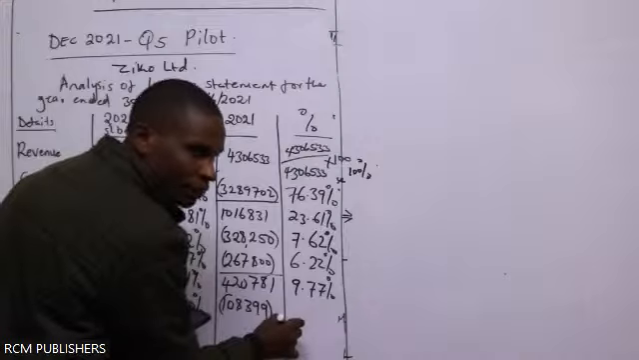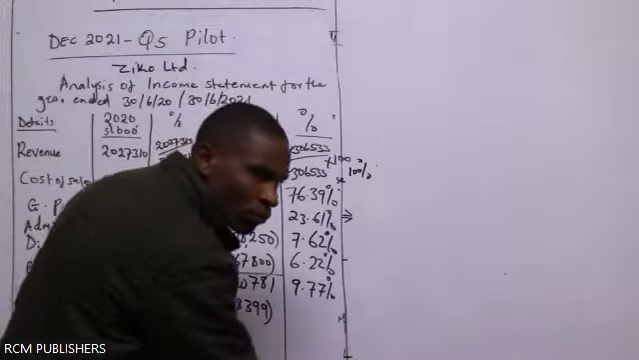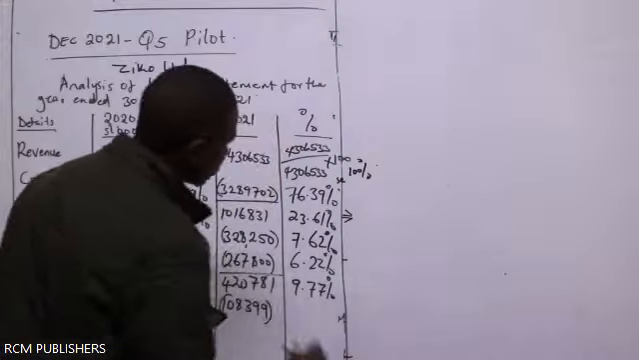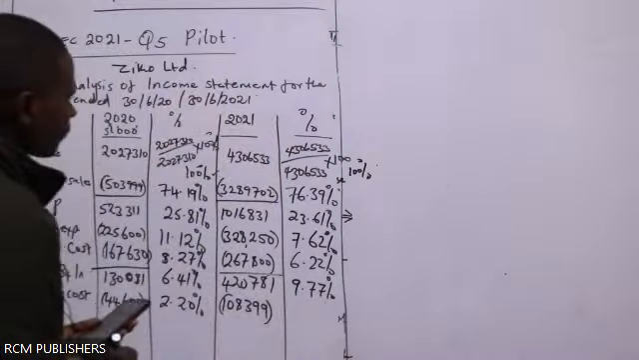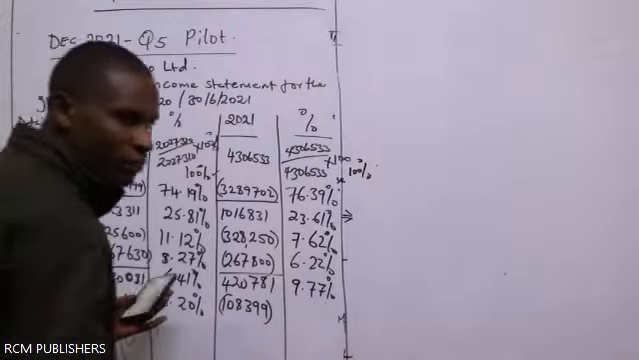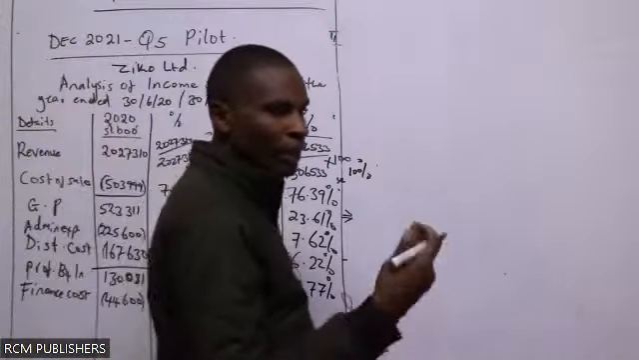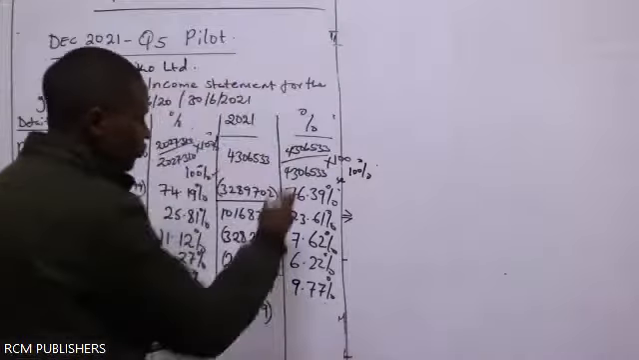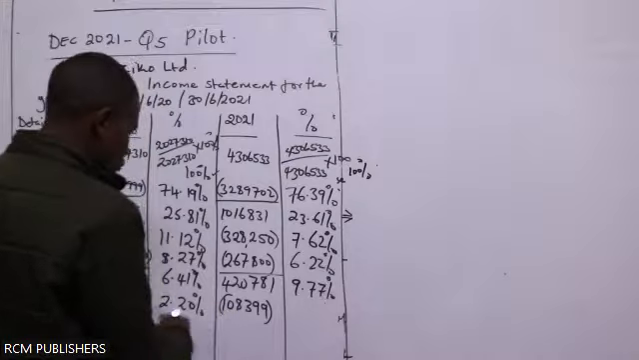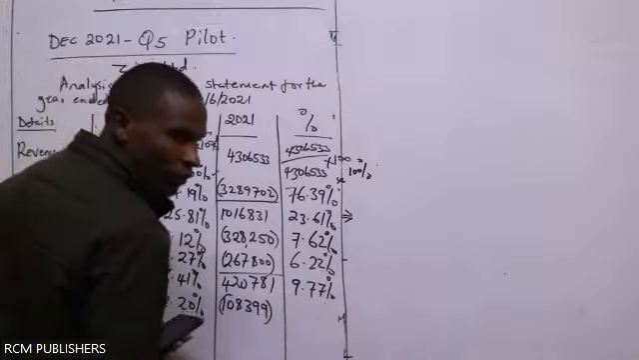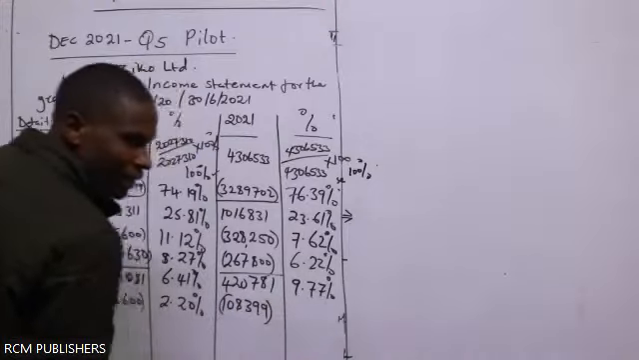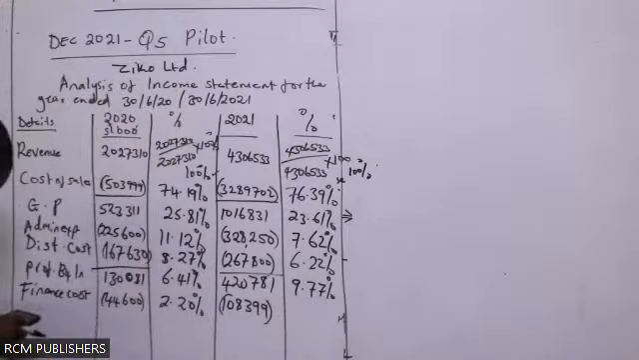The other one, can we round off instead of decimals? No, it is good to put the decimal, but you can as well put it in one decimal place. One decimal place is also okay, don't you? Maybe 2.2. One decimal place is okay. Sawa. What about the finance cost for 2021? Ni ngapi?